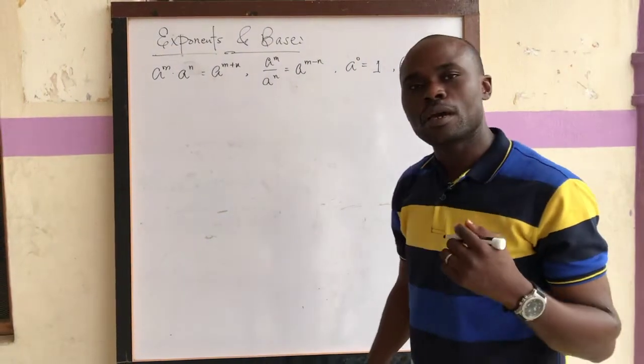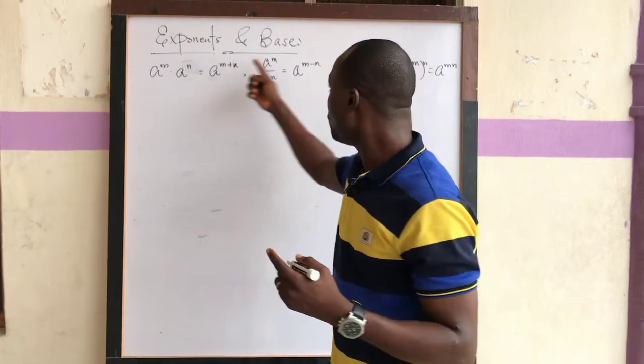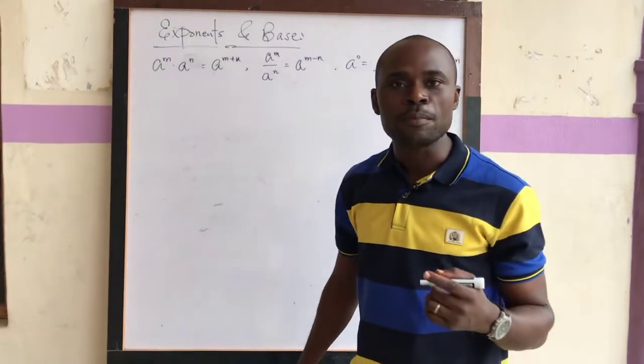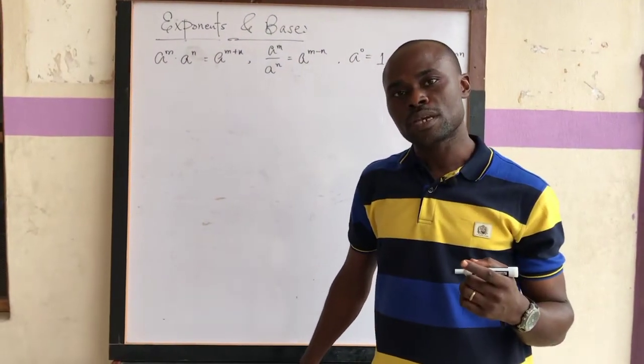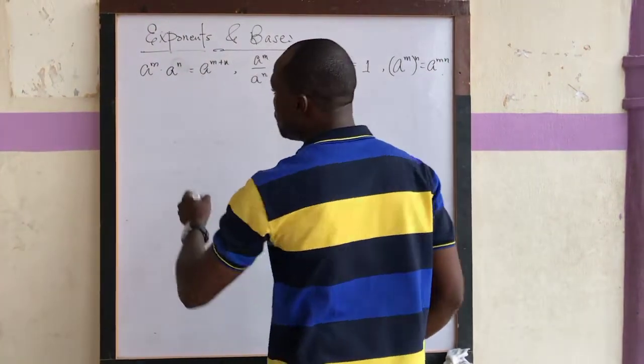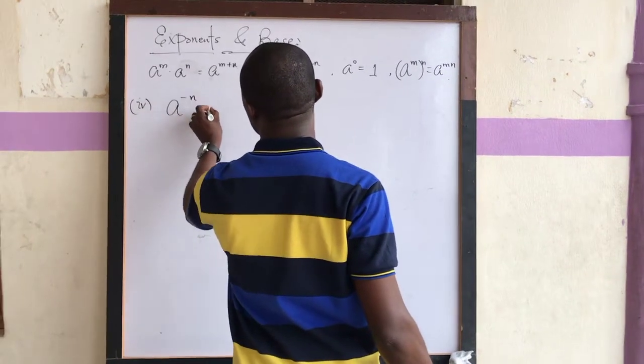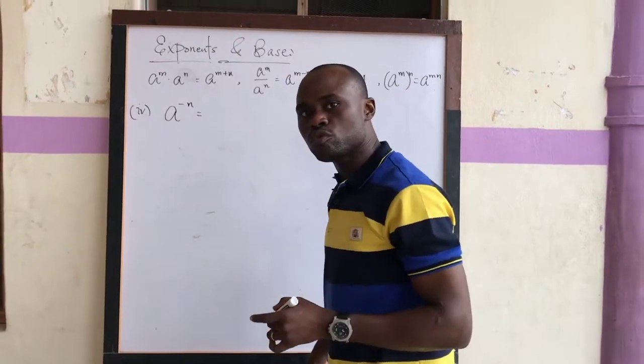Now think of it, the powers are not always going to be this nice. They are all just nice looking powers. What if the power is negative? Think about that. What if the power is negative? For instance, so we're talking about the 5th rule now. So what if we have a raised to the power of minus n? What do we do in such a case?